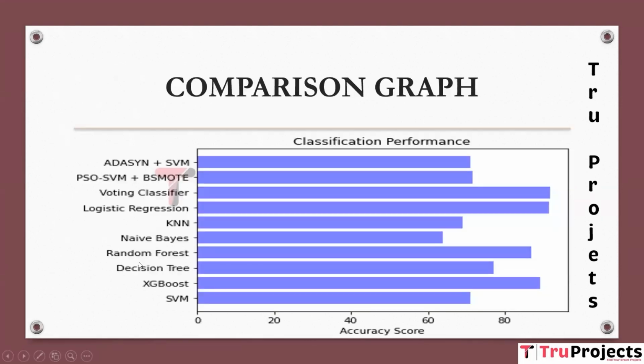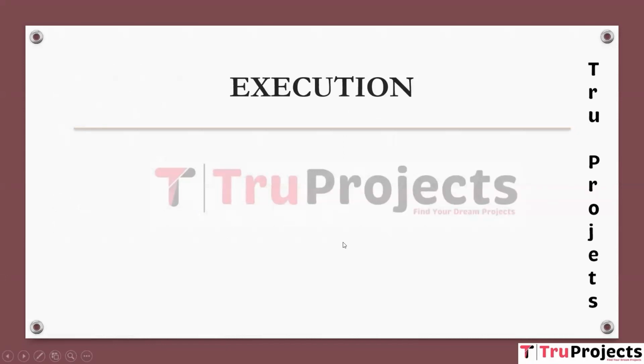This is the comparison graph of the project. Here on the x-axis we have the accuracy scores of the algorithms, and on the y-axis we have the algorithm names. Here we have the algorithms' accuracy scores. For execution, we need to open the code folder.